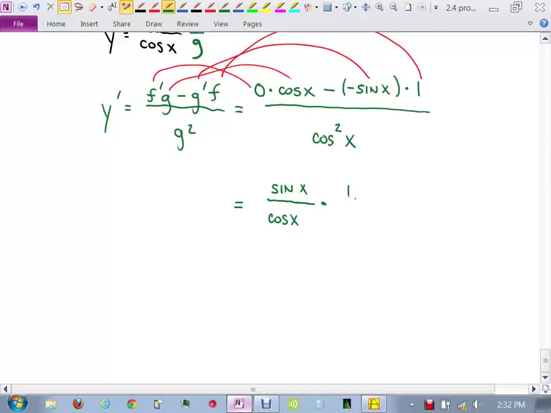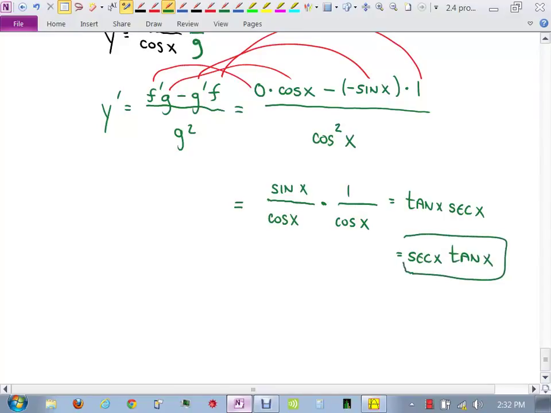Which is the same as this, isn't it? And that's just tangent x times secant x, which is the same as secant x times tangent x. Now that matches the formula, doesn't it? Y'all see what I did? The derivative of cosine x is negative sine x. The derivative of sine x is just cosine x, but the derivative of cosine x is negative sine.